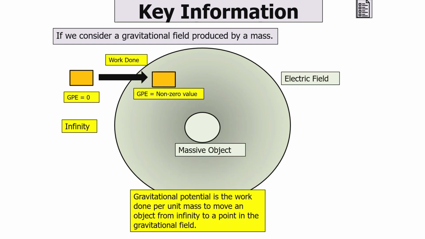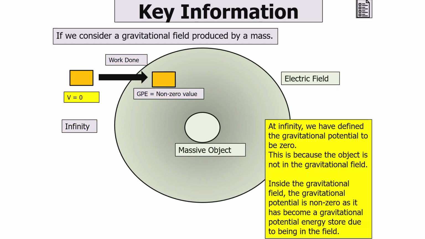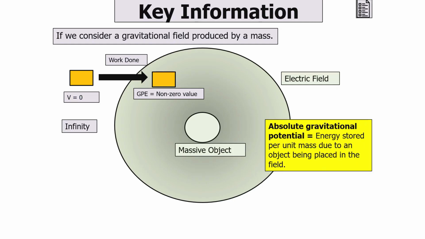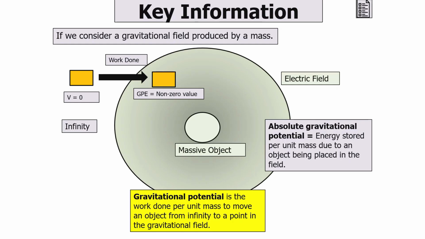Now gravitational potential is the work done per unit mass to move an object from infinity to a point in the gravitational field. At infinity, we've defined the gravitational potential to be zero. This is because the object is not in the gravitational field. Inside the gravitational field, the gravitational potential is non-zero, as it's become a gravitational potential energy store due to being in the field. So our absolute gravitational potential is our energy stored per unit mass due to an object being placed in the field. Our gravitational potential is the work done per unit mass to move an object from infinity to a point in the gravitational field.